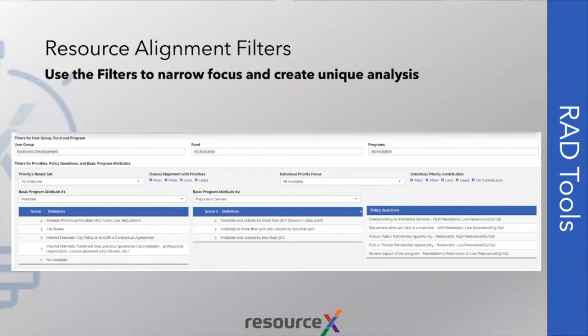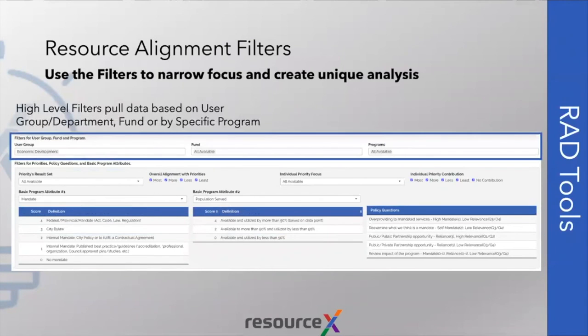Another thing that you can do from the single budget focus is if you scroll down the page, you will see a set of filters. The filters start high level and work into more specifics. So from this high level, you can filter to a specific user group or department, a specific fund, or actually type in and find a program.